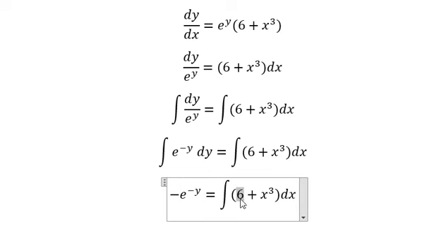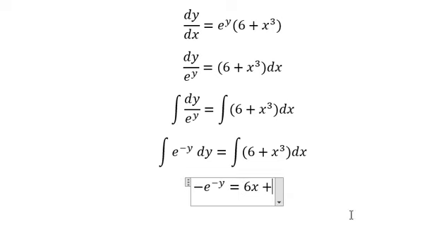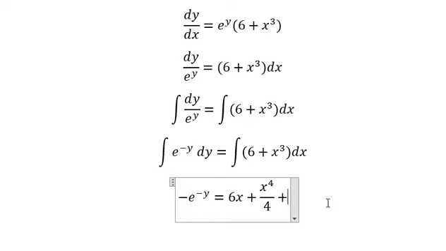The integration of number 6, that is about 6s. This one we have s to the power of number 4 over number 4, and I will put about c.